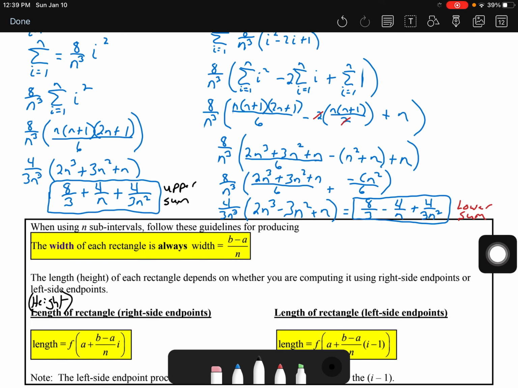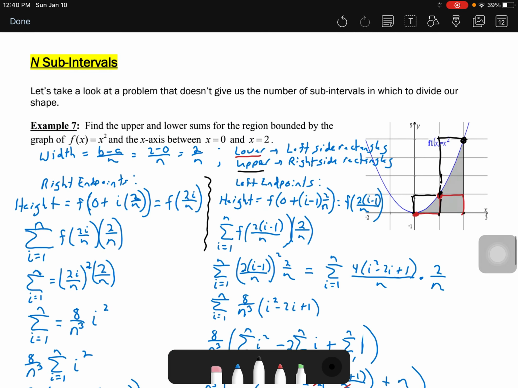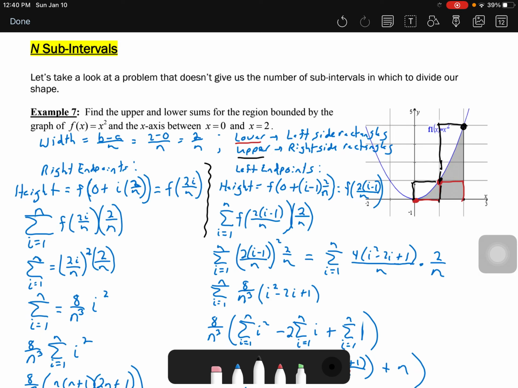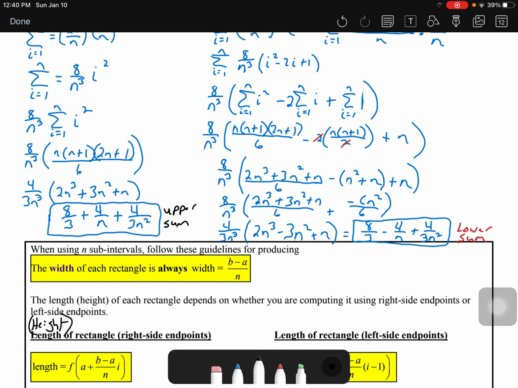So that's it. That's how we calculate an upper and a lower sum, and really using left side and right side. Again, in this case, the right side endpoints gave us the upper sum because it was an increasing function. And the left side gave us the lower sum because it was an increasing function. But that's in general how you can write that.